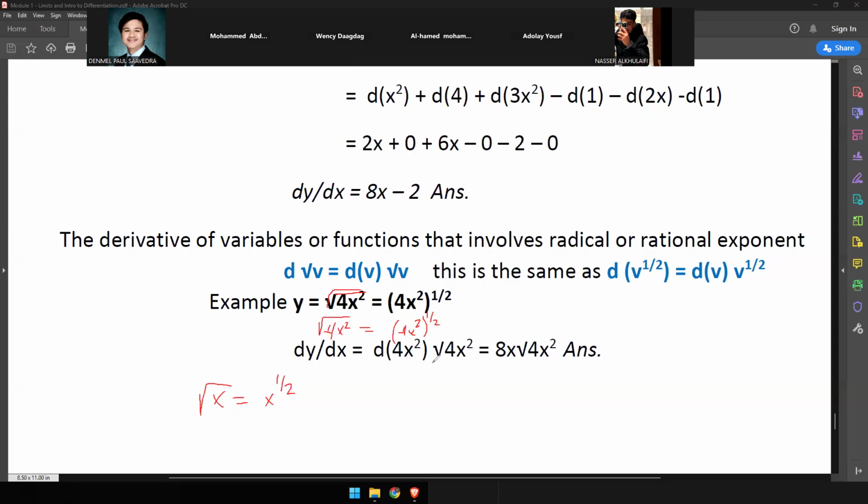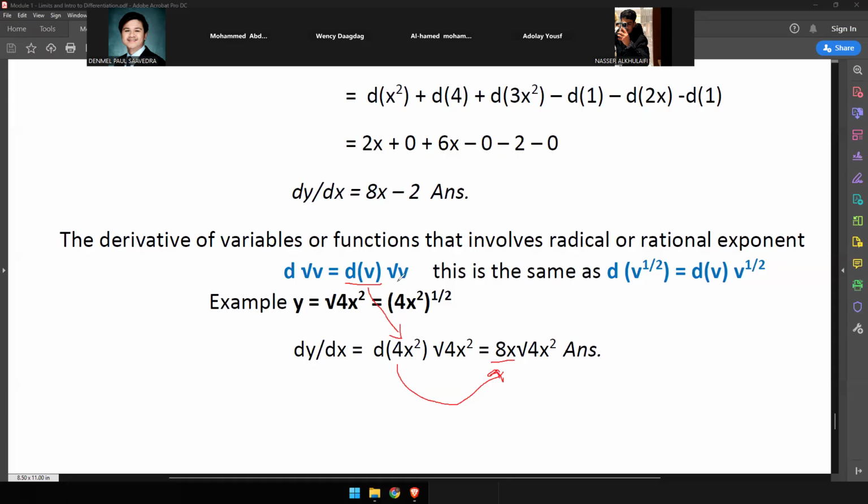Now, let me just erase. We would have a better and clearer solution. So in here, we can now derive this one. Dy over dx is equals to the derivative of 4x squared over the square root of 4x squared. So we derive 4x squared as it is, which is now 8x. We bring down the 2, so that's 2 times 4. We reduce the exponent by 1, which is 2 minus 1, so it's 8x. And then square root of whatever your v is, which is 4x squared. So the derivative of v is this one. Once we are done deriving this one, you will have the 8x as your answer.